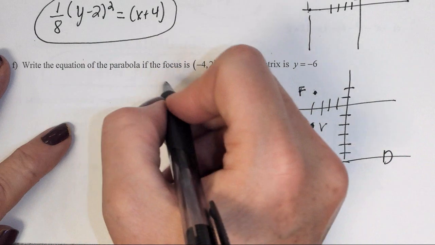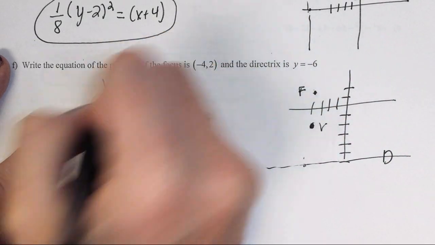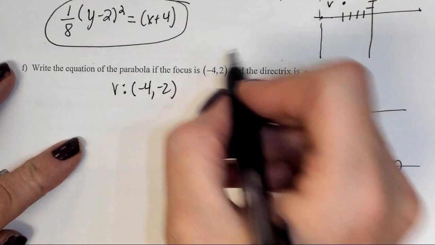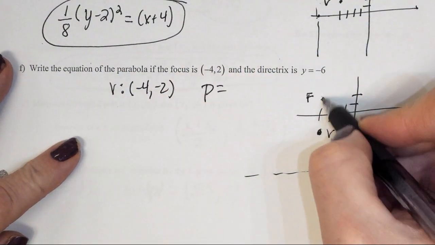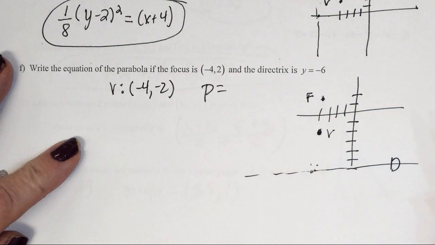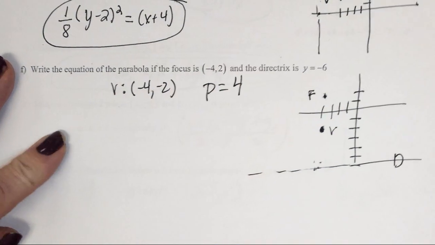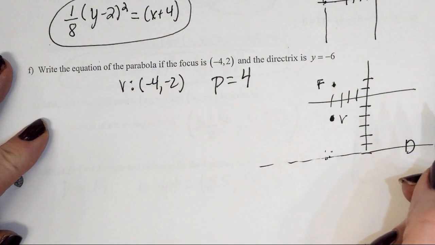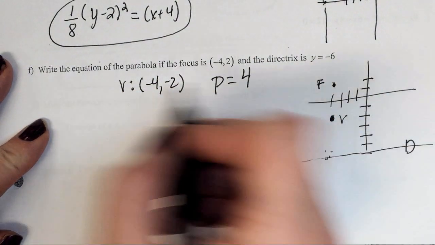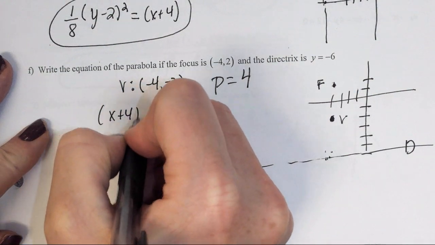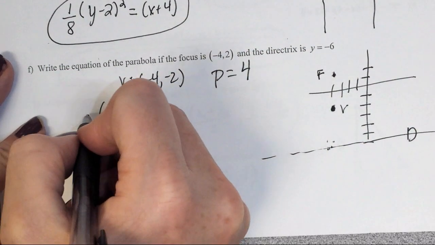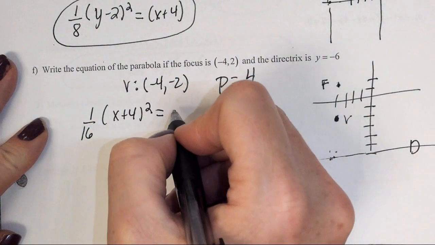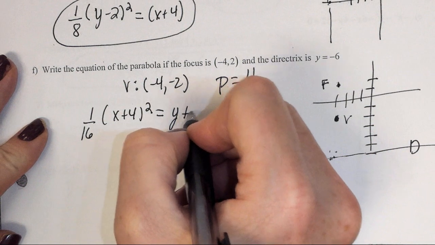So our vertex then is going to be where? Negative 4, negative 2, right? And what's the p-value going to be? How far is it from here to here or here to here? Either one. 4. Okay, so then what's getting squared, x or y? It's going to be x plus 4 squared. What's going to go in front of here? 1/16 equals what? Y plus 2, right.